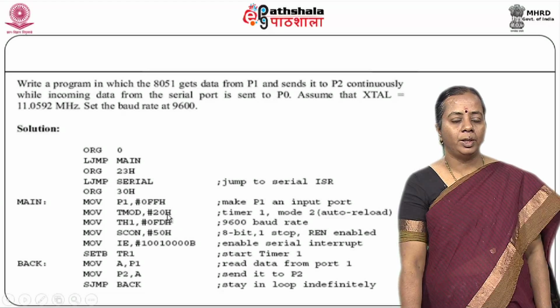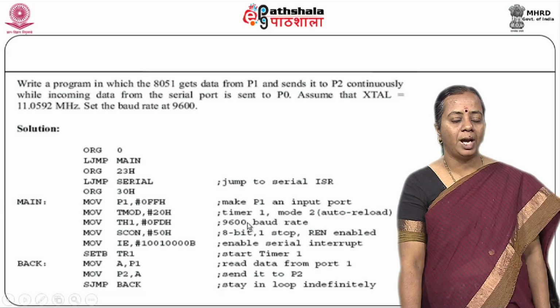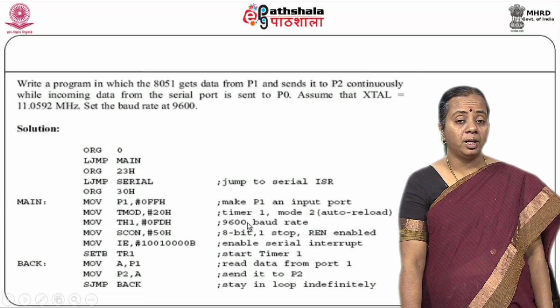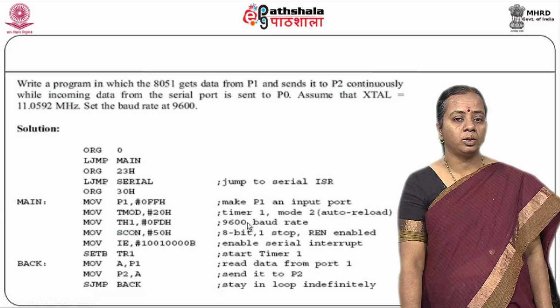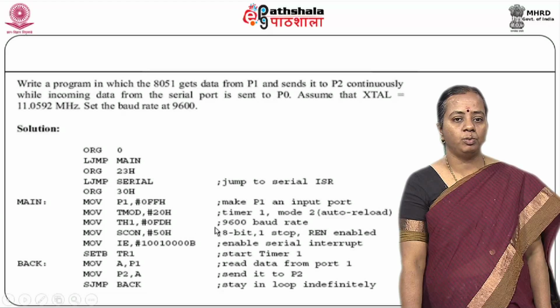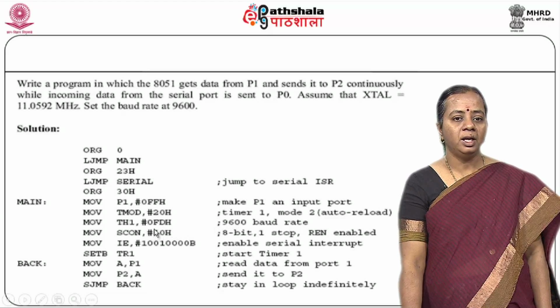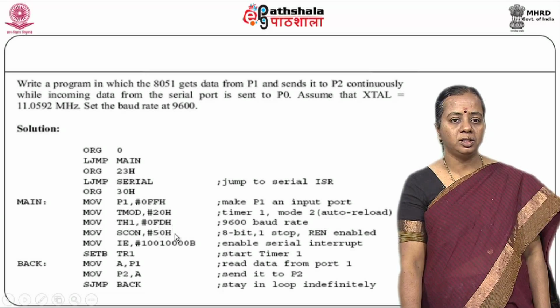TMOD is 20H, that means timer 1 mode 2 is made, because we wanted the timer to be auto reload, so that we can set my baud rate also. So, TH1 is set as 0FDH, this we have gone through. If the baud rate is 9600, then TH1 is set with FD, this we have gone through in the previous lectures, and the SCON, the serial communication register, also has to be set.